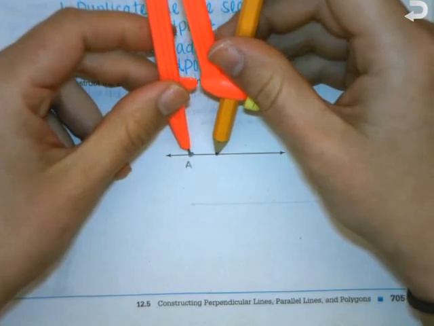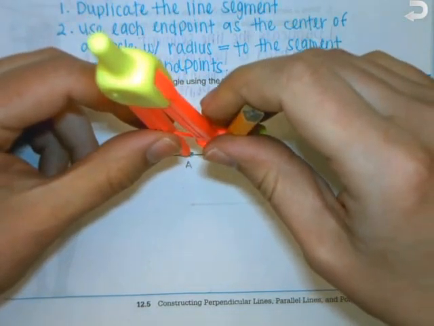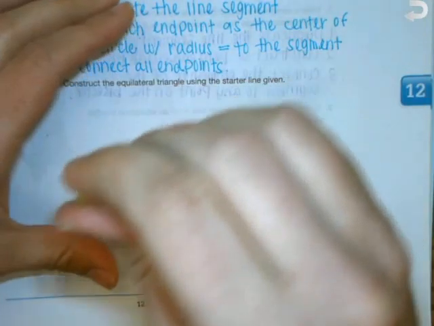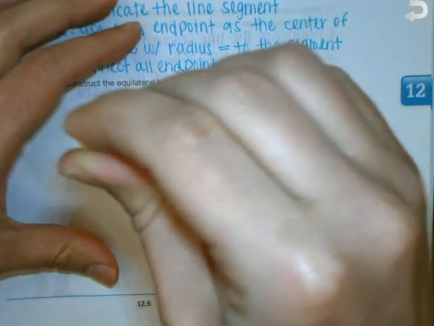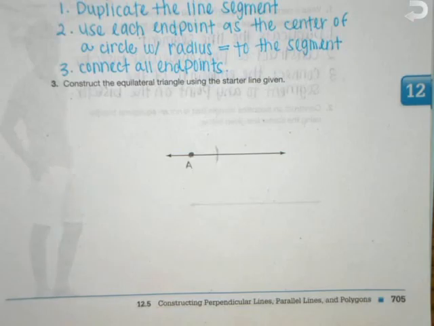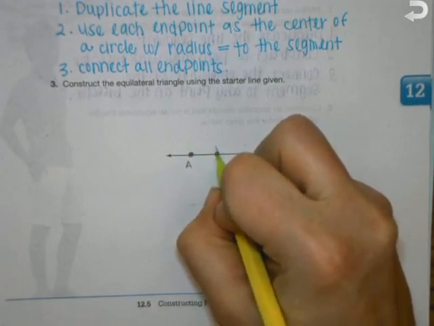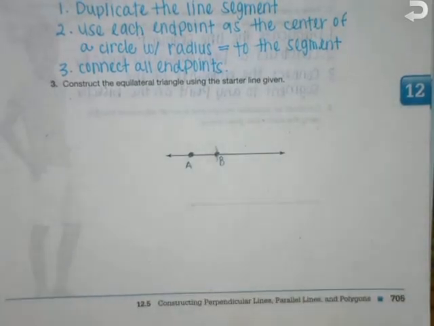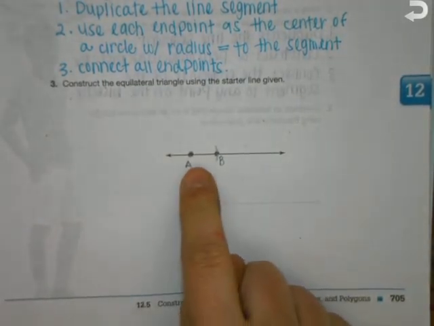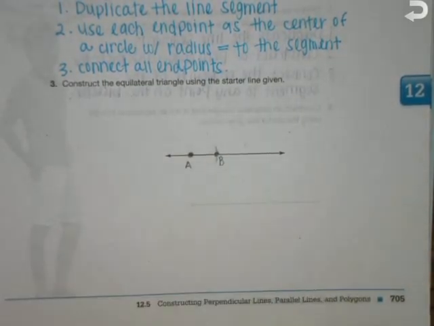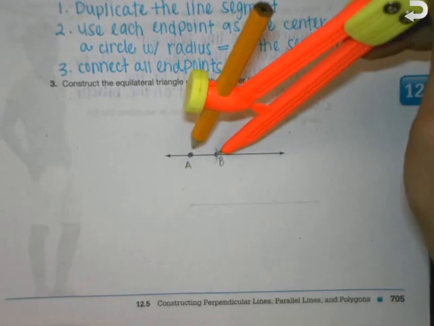Okay, so I have my compass that is already open to the same length as the segment. So to copy the segment, remember we just put our compass on the point and we draw an arc that intersects the line. And let's call that B. So do you guys agree that segment AB is the same as the given segment? Yes. Okay, good.